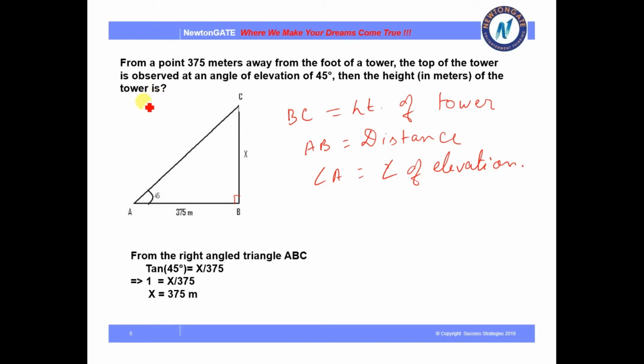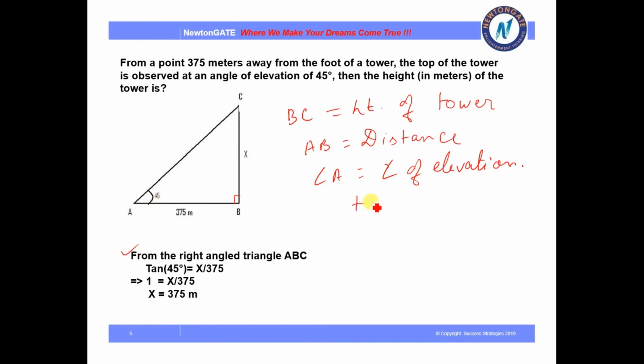So to solve this, what do we say? We say that from the right angle triangle ABC, mind you, the triangle should be right angle triangle because only then a trigonometric ratio can work. So from the right angled triangle ABC, we get tan 45 degree is equal to x by 375. So this is angle A or angle of elevation.